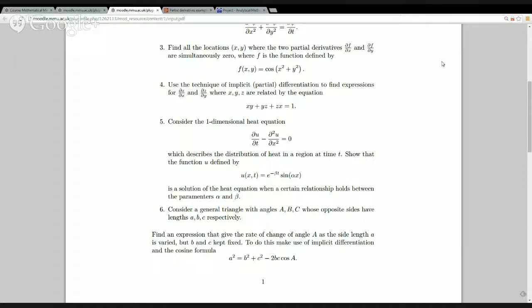But then when we see z times x, we see two factors, z and x, and they both have dependence on x. So we need to use the product rule. So you hold the first one the same, you differentiate the second one, so that just gives you back z, and then you have x dz dx.